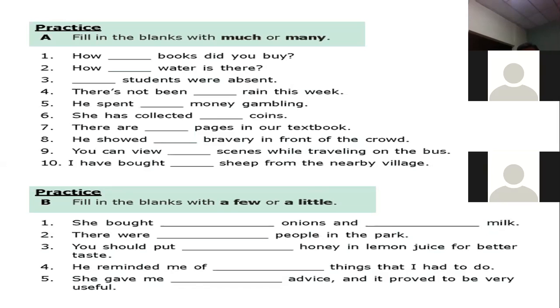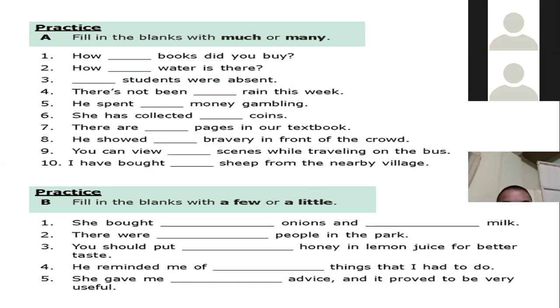Okay, number 5. He spent much or many money gambling? Much money gambling, apostando, ¿verdad? Eso es gambling. She has collected much or many coins? Many coins. Yes, because you can count them. There are much or many pages in our textbook? Many pages. Very good, because you can count them. He showed much or many bravery in front of the crowd? Many. No, much. Because remember much. That bravery, it's an abstract thing. It's like an idea, right? So he showed much bravery in front of the crowd. We cannot count valentía. It's an abstract thing.